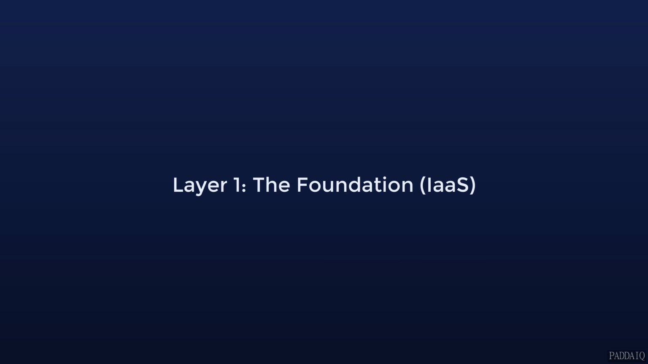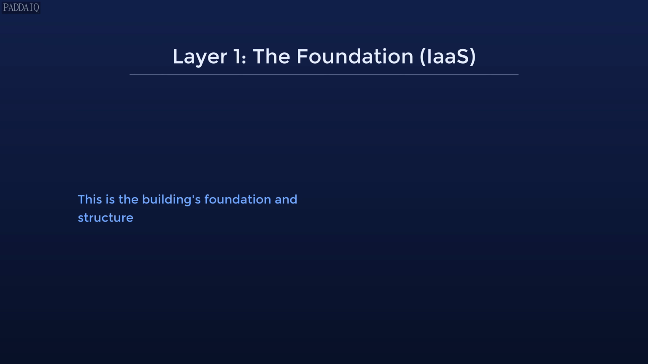Layer 1, the foundation: infrastructure as a service. This is the building's foundation and structure. It provides the essential physical and virtual resources like servers, storage, and networking that all other services run on. For instance, it's like the land, concrete, and steel framework of a skyscraper. Everything you build in the cloud relies on this stable underlying base.